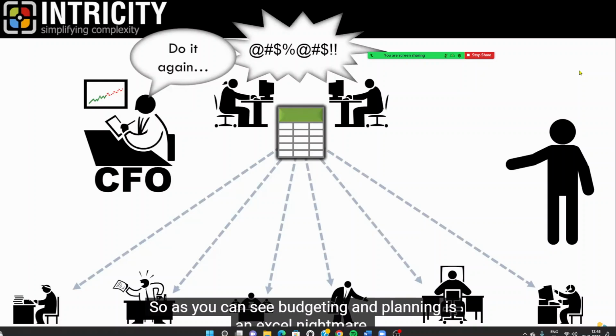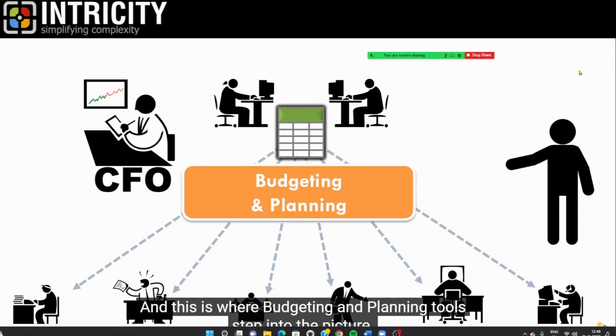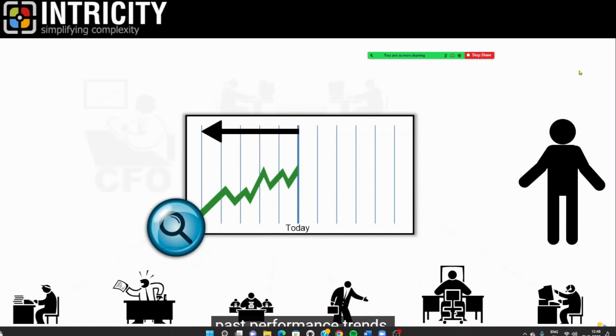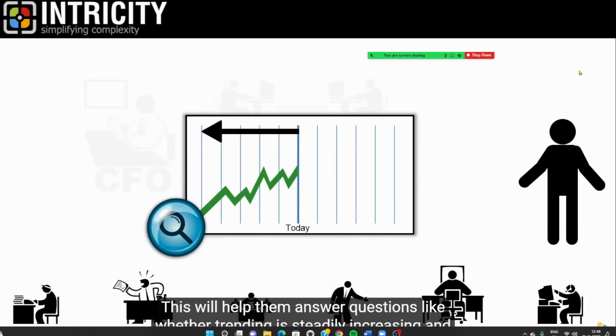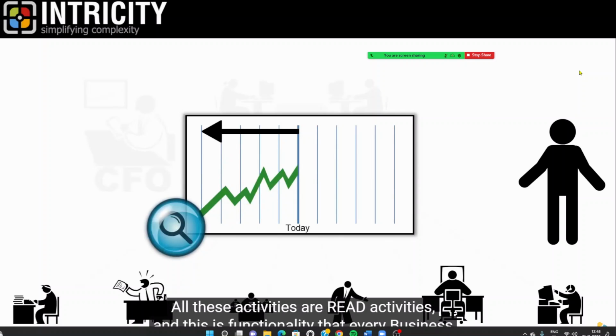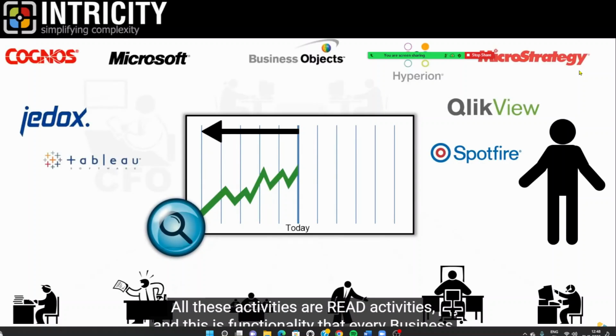And this is where budgeting and planning tools step into the picture. The challenge of budgeting and planning from a business intelligence perspective is that it requires 2 kinds of activities: read and write. In order for line of business managers to predict the future, they will need to see their past performance. This will help them answer questions like whether trending is steadily increasing and if there are certain months which have spikes or valleys. This also allows managers to see how their expenditures are panning out. All these activities are read activities, which is functionality that every business intelligence tool provides.